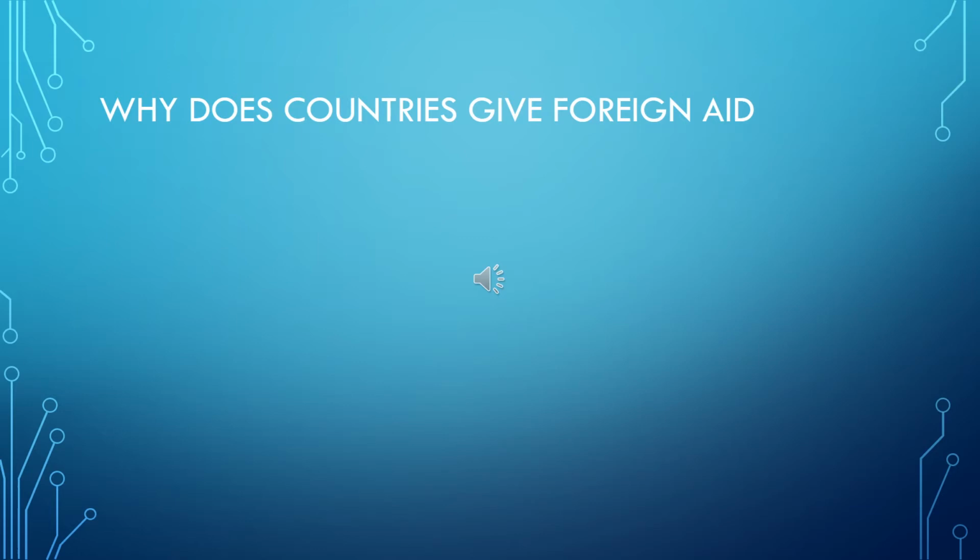Number three is the political reason, or reason of strategic self-interest. A country provides foreign aid in order to buy friends and influence, mainly for security reasons. For example, during the Cold War, the US used aid as a way to incentivize countries to side with them instead of the Soviet bloc.